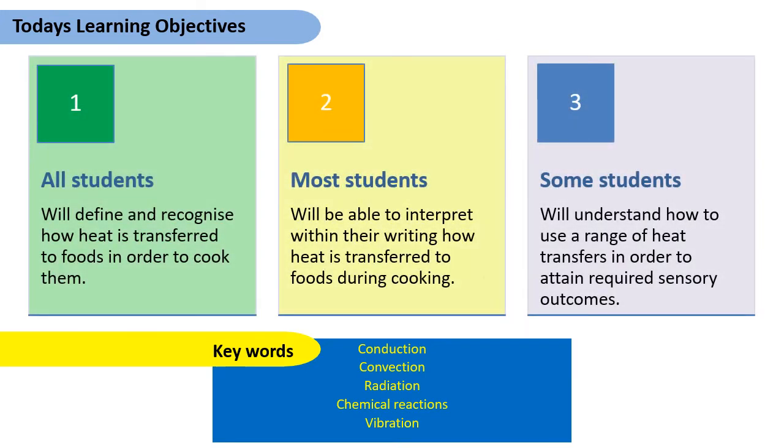All students will define and recognize how heat is transferred to foods in order to cook them. For most students, we'll be able to interpret within their writing how heat is transferred to foods during cooking. And some students will understand how to use a range of heat transfers in order to attain required sensory outcomes during cooking.